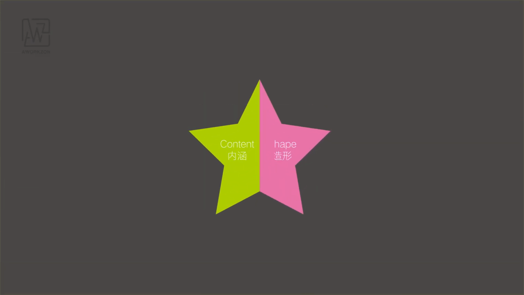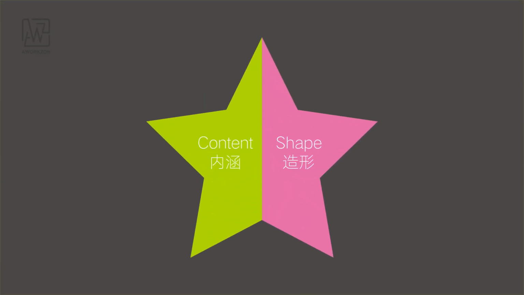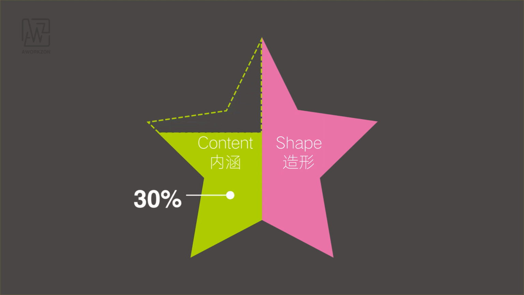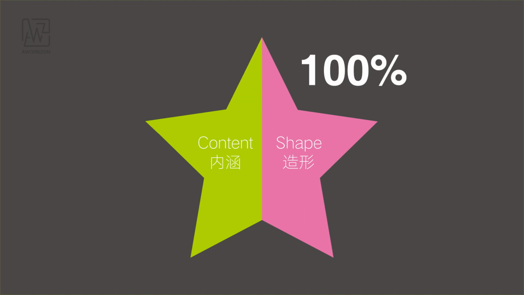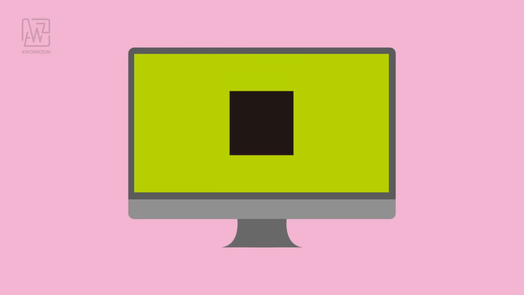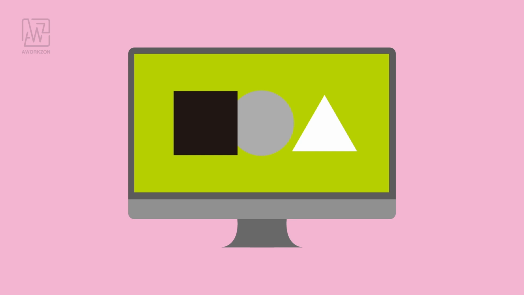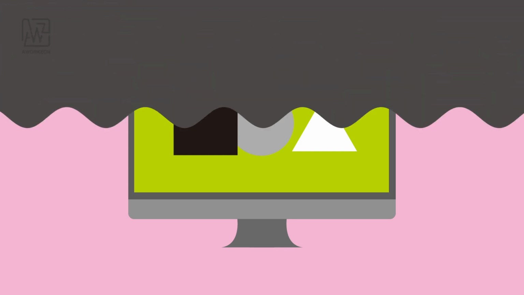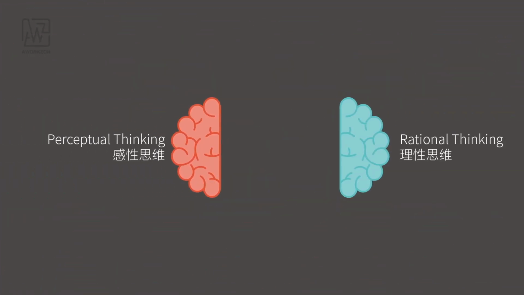The content and shape together determine the quality of a logo. If you get 30% from content, you should do more in shape to get the rest, and vice versa. Of course, the best logo design achieves very well in both content and shape and gets 100% of a good logo. It is a process combining perceptual and rational thinking.